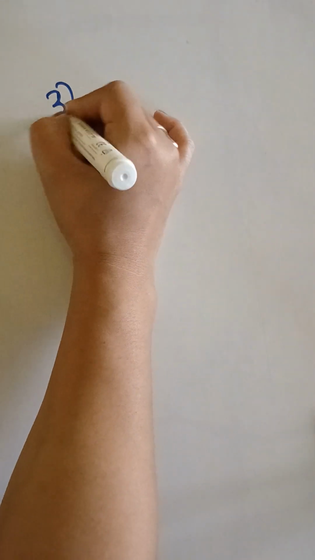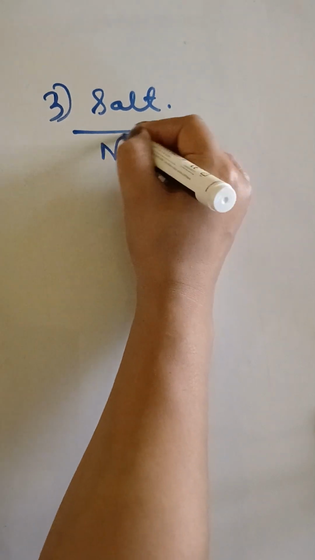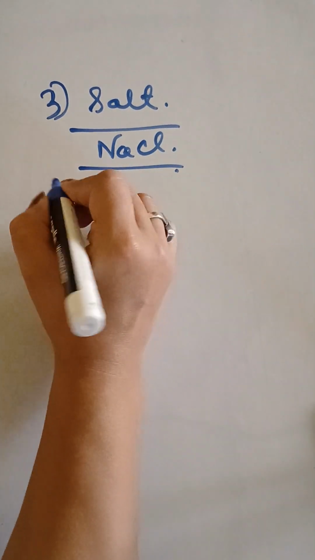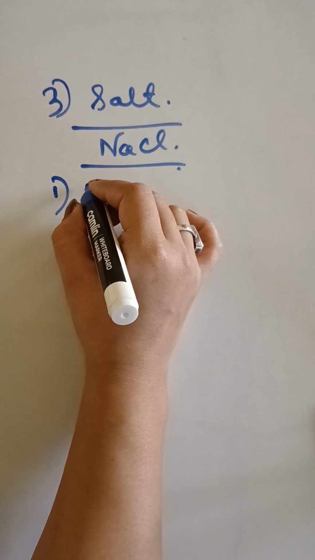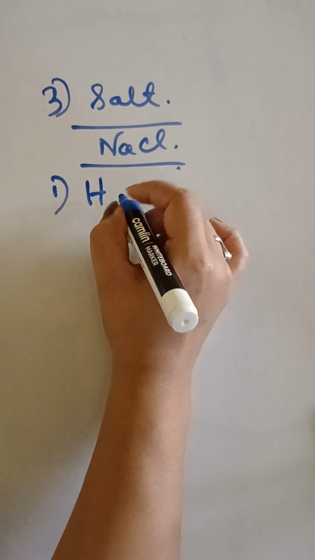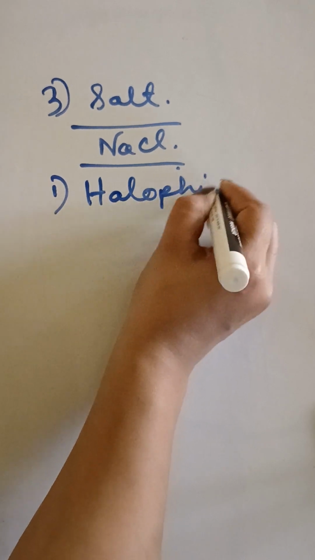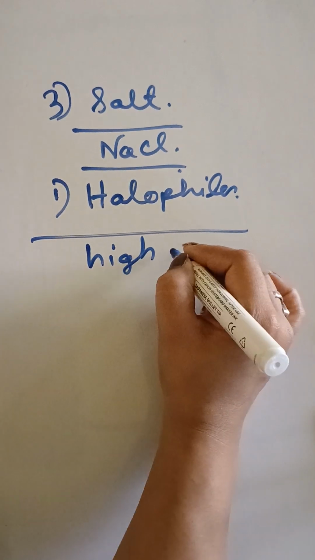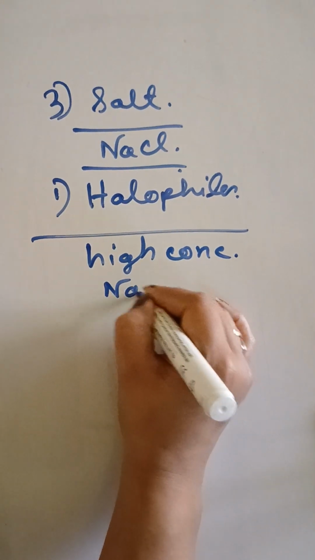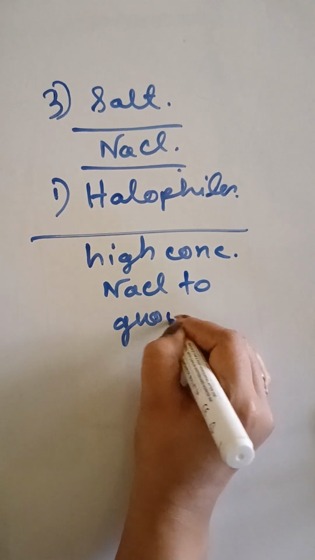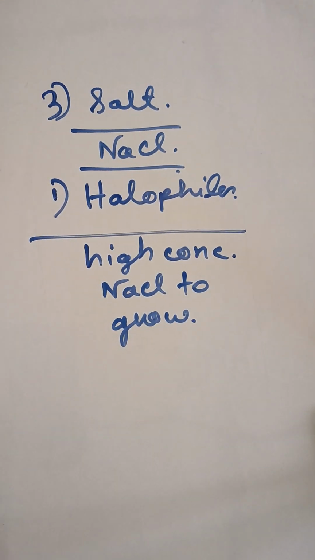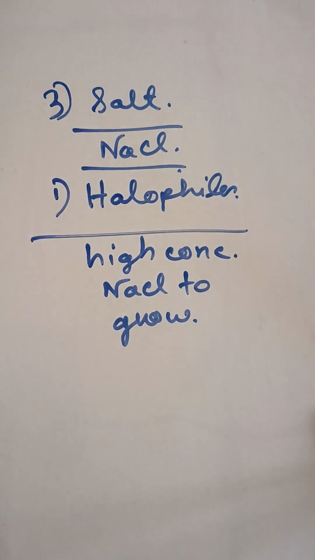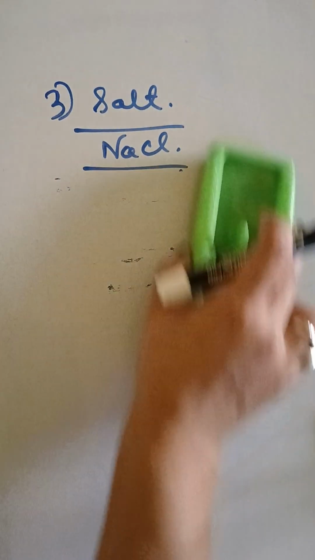First one is temperature, second one is oxygen, third one is salt concentration, specifically NaCl. There are halophiles. Halophiles need a high concentration of NaCl to grow. For their growth they need a high concentration of NaCl. They are known as halophiles. So this is the third parameter.